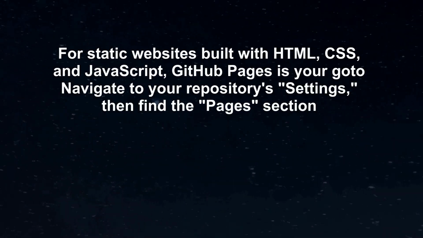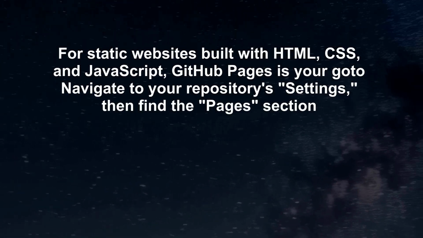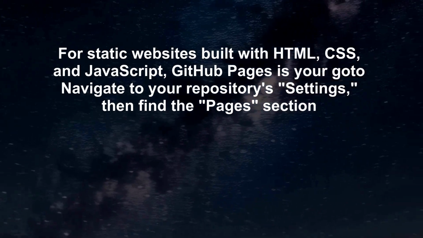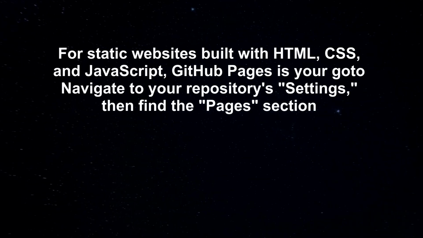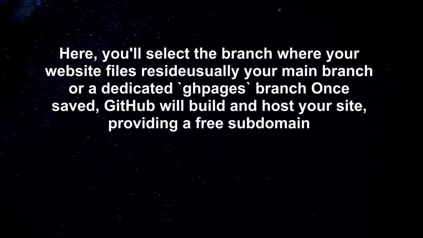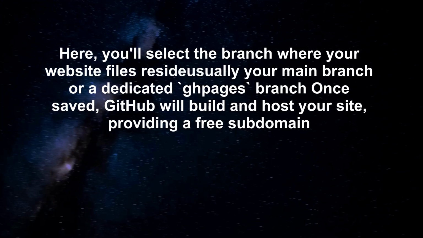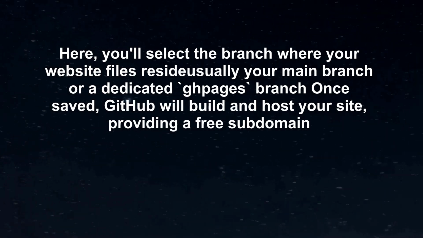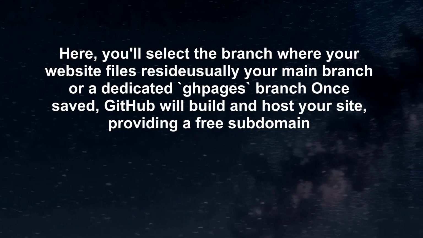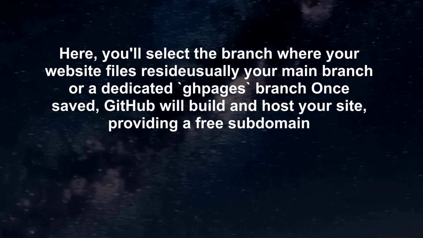For static websites built with HTML, CSS, and JavaScript, GitHub Pages is your go-to. Navigate to your repository settings, then find the Pages section. Here, you'll select the branch where your website files reside, usually your main branch or a dedicated Pages branch. Once saved, GitHub will build and host your site, providing a free subdomain.